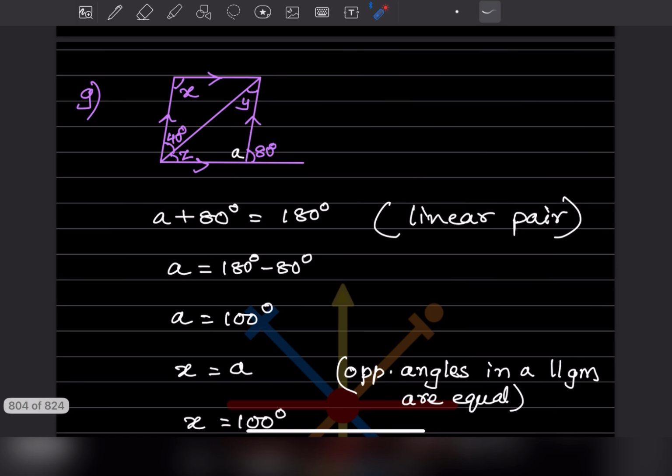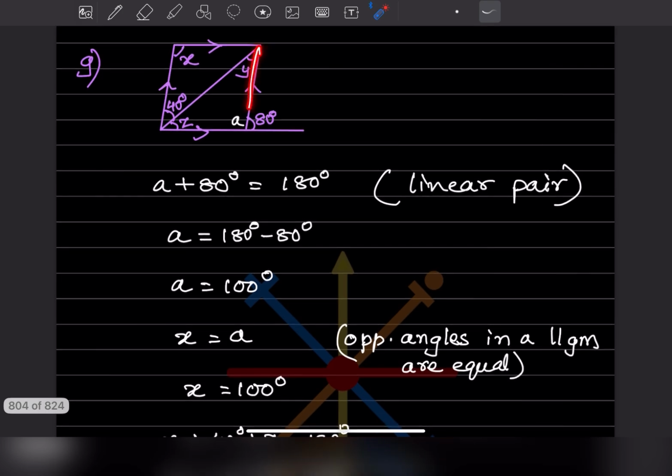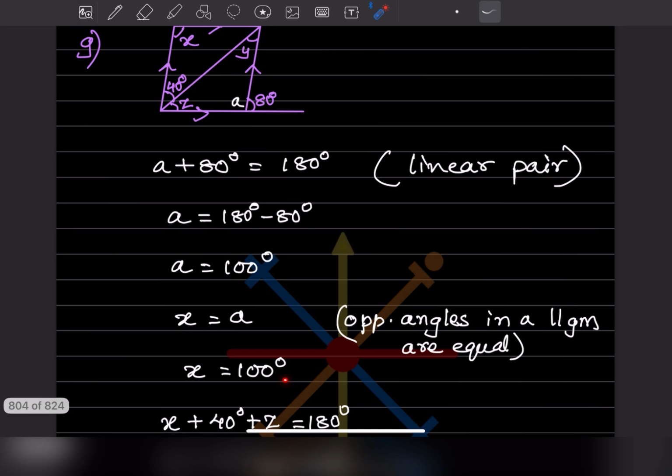Now a is 100, and this is the opposite one, so x also should be 100. Because they are the opposite angles, they should be equal in a parallelogram, since this is a parallelogram. So x is equal to a, so x is also 100. Now we got this 100, and we got this as 100.